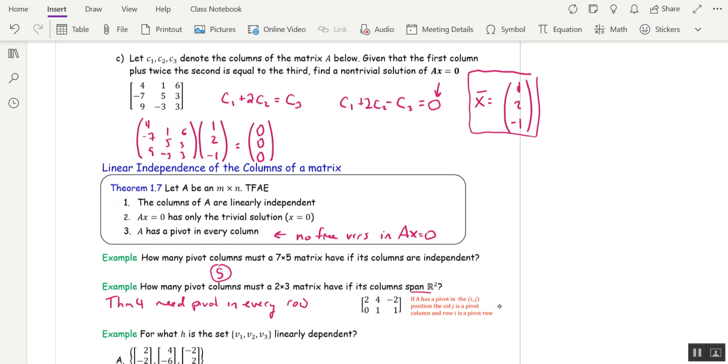That means, and here's a little comment here: if this is a pivot position, which it is, then the row it's in is a pivot row, but that also corresponds to the column it's in. You have a pivot column. So if you need 2 pivot rows, that means you're going to need 2 pivot columns. 2 pivot columns.